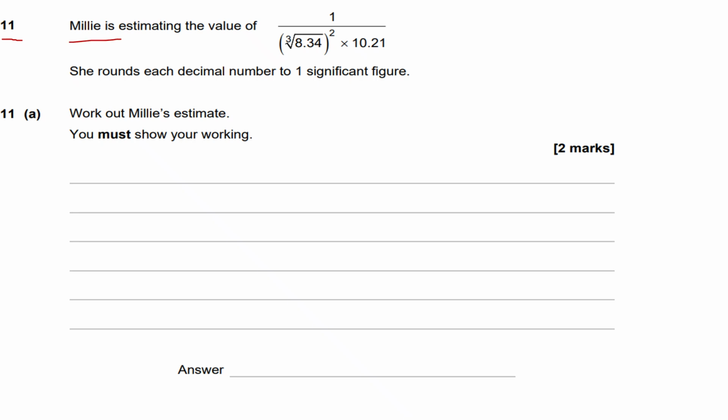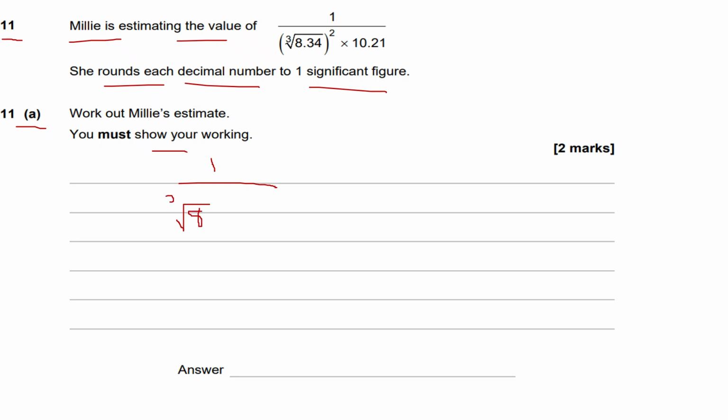It says Millie is estimating the value of 1 over the cube root of 8.34, all squared, times by 10.21. She rounds each decimal number to one significant figure. But the work out Millie's estimate, you must show your workings. So this is going to be 1 over 8.34. That's going to round to 8 to 1 SF. Okay, it's the first non-zero number. And then look at the number after that. It's going to be a 3, so it rounds it down to 8.